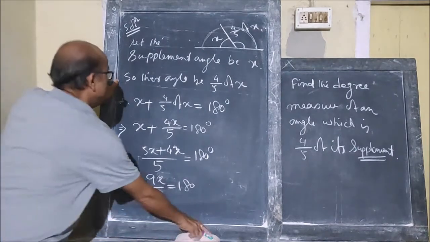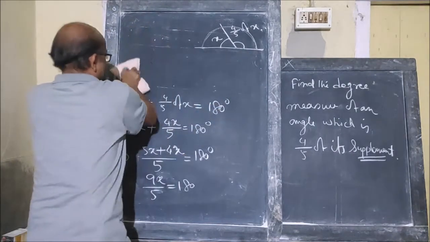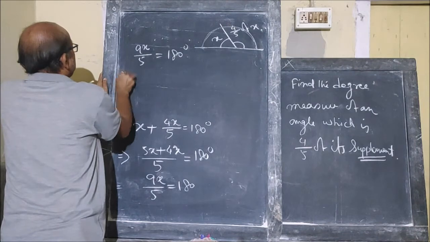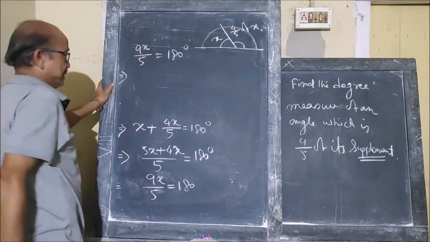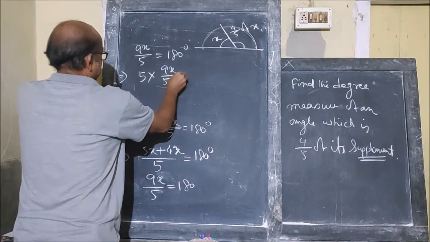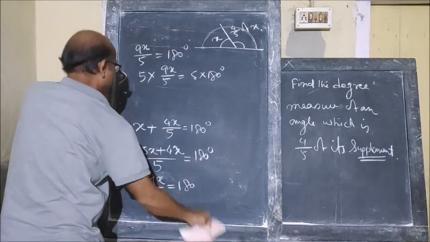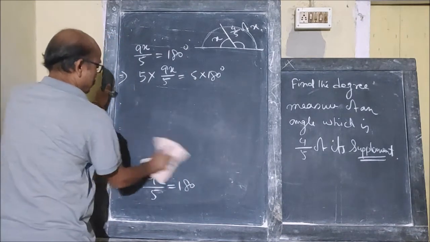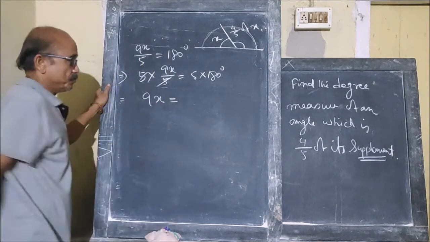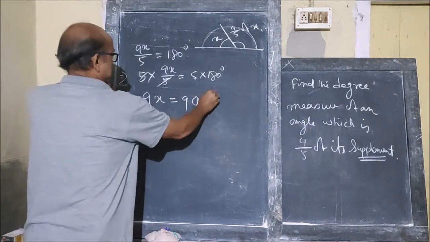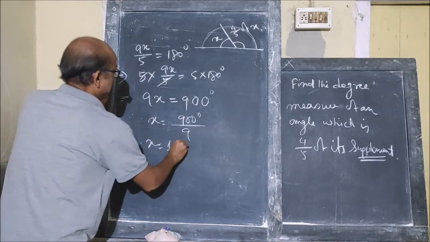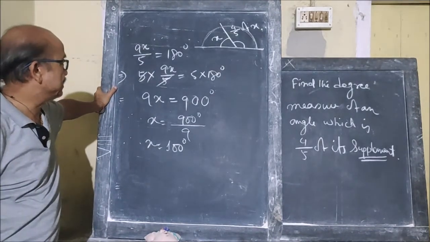As there is 5 in the denominator, we can vanish it by multiplying by 5. 5 into 9x by 5 equal to 5 into 180. If we multiply one side by 5, it will be wrong, so we have to multiply both sides by 5. That is 9x equal to 900 degree. Therefore, x equal to 900 degree by 9, so x equal to 100 degree.